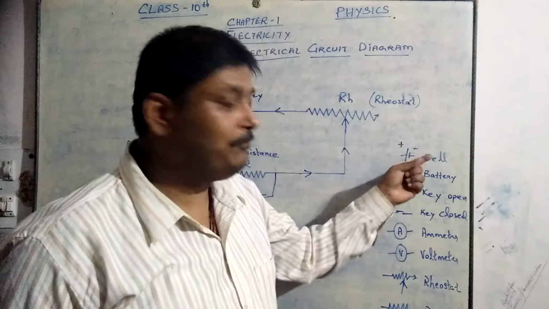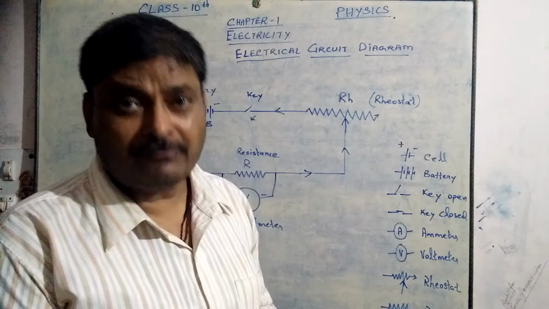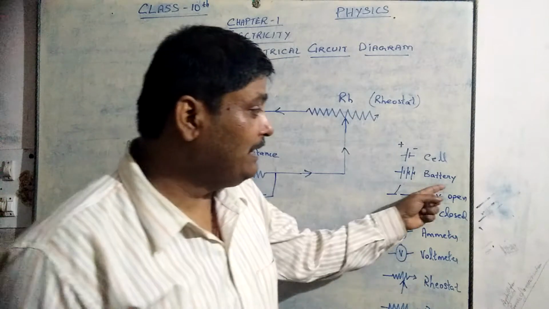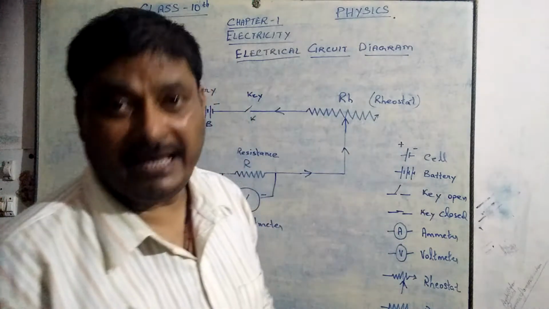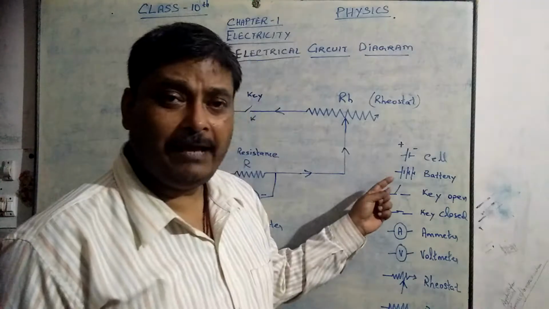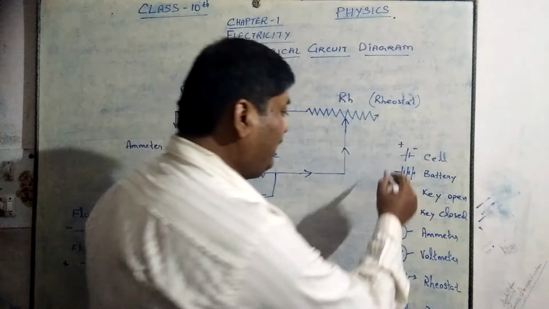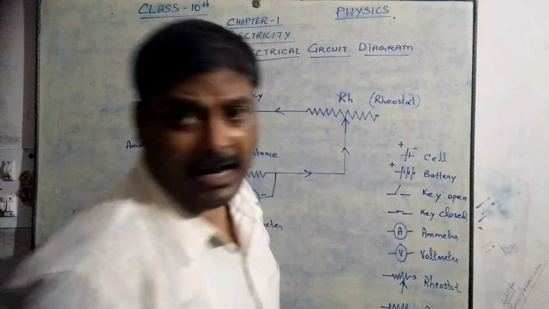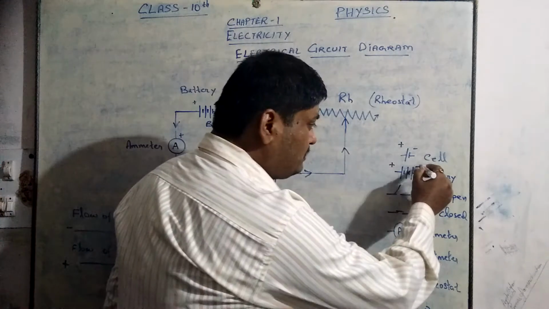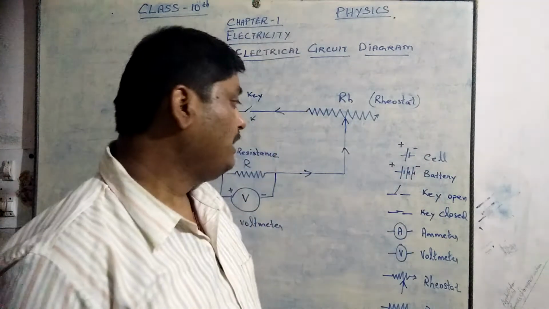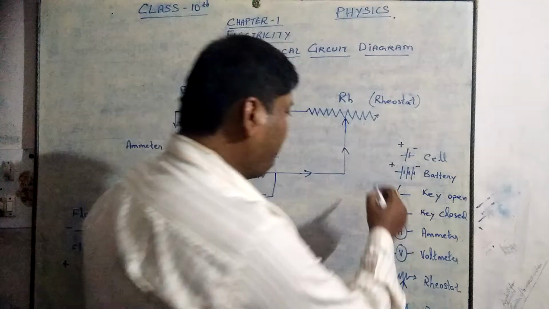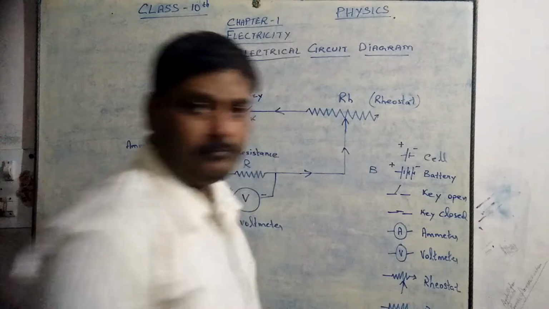But when a number of cells are connected together, it is known as a battery. Here also you can see the bigger lines and smaller lines. The bigger line shows the positive electrode and the smaller line shows the negative electrode. A battery is denoted by capital B.